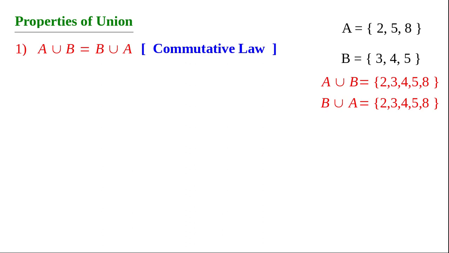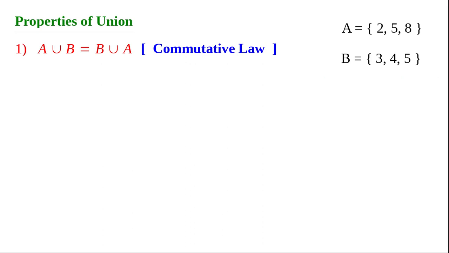Commutative law states that there is no importance to the order in which the union is taken. Okay. Now the second property.